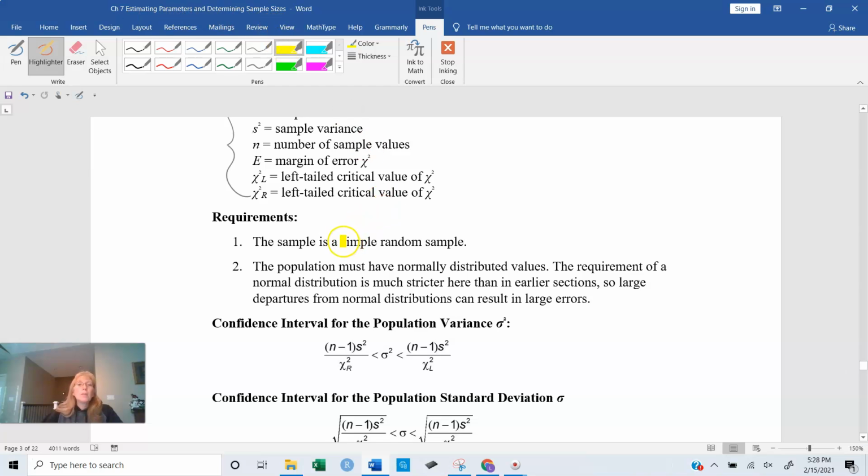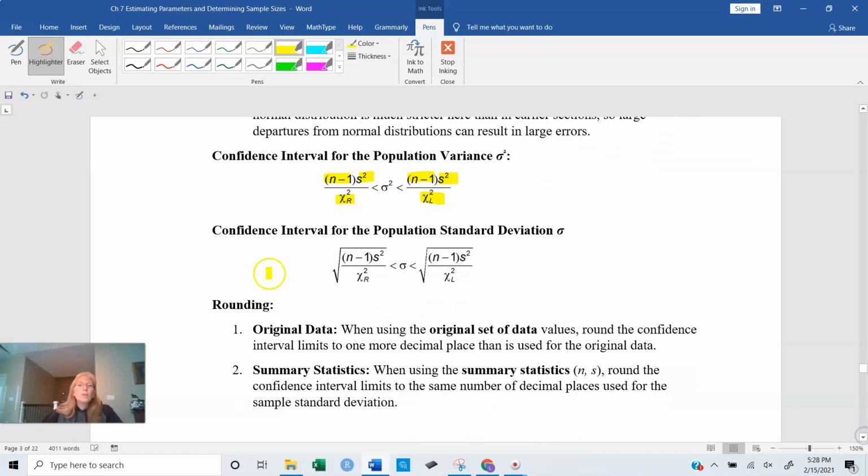Again, it has to be a simple random sample, which we must almost always have. It has to have normally distributed values. Okay, this is very, very strict. If it is not normally distributed, we cannot do this. It will not work. All right, if you have to do this by hand, it's n minus 1 times the standard deviation of the sample squared over your chi-squared right, and n minus 1 times the standard deviation of the sample squared over your chi-squared left. All right, so we'd have n minus 1 s squared.